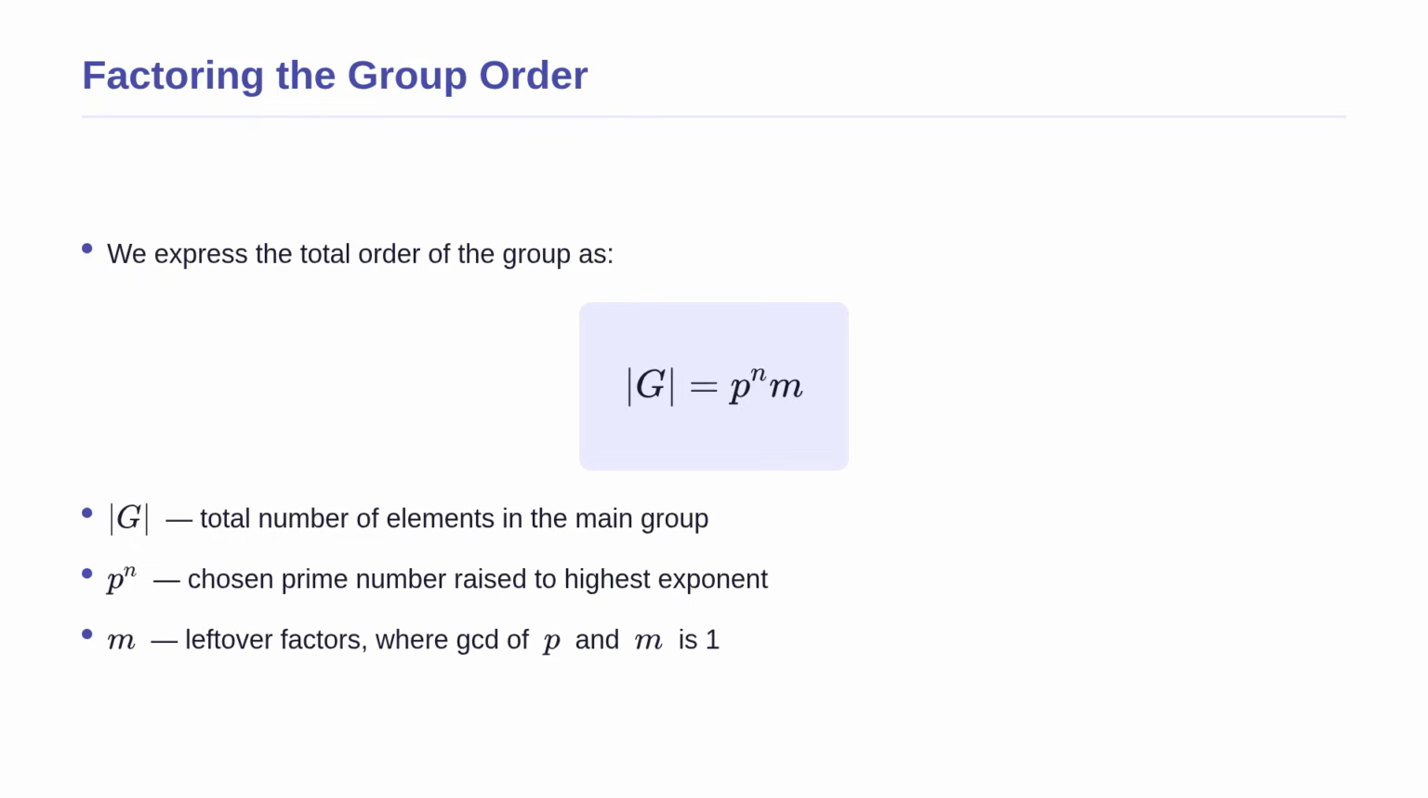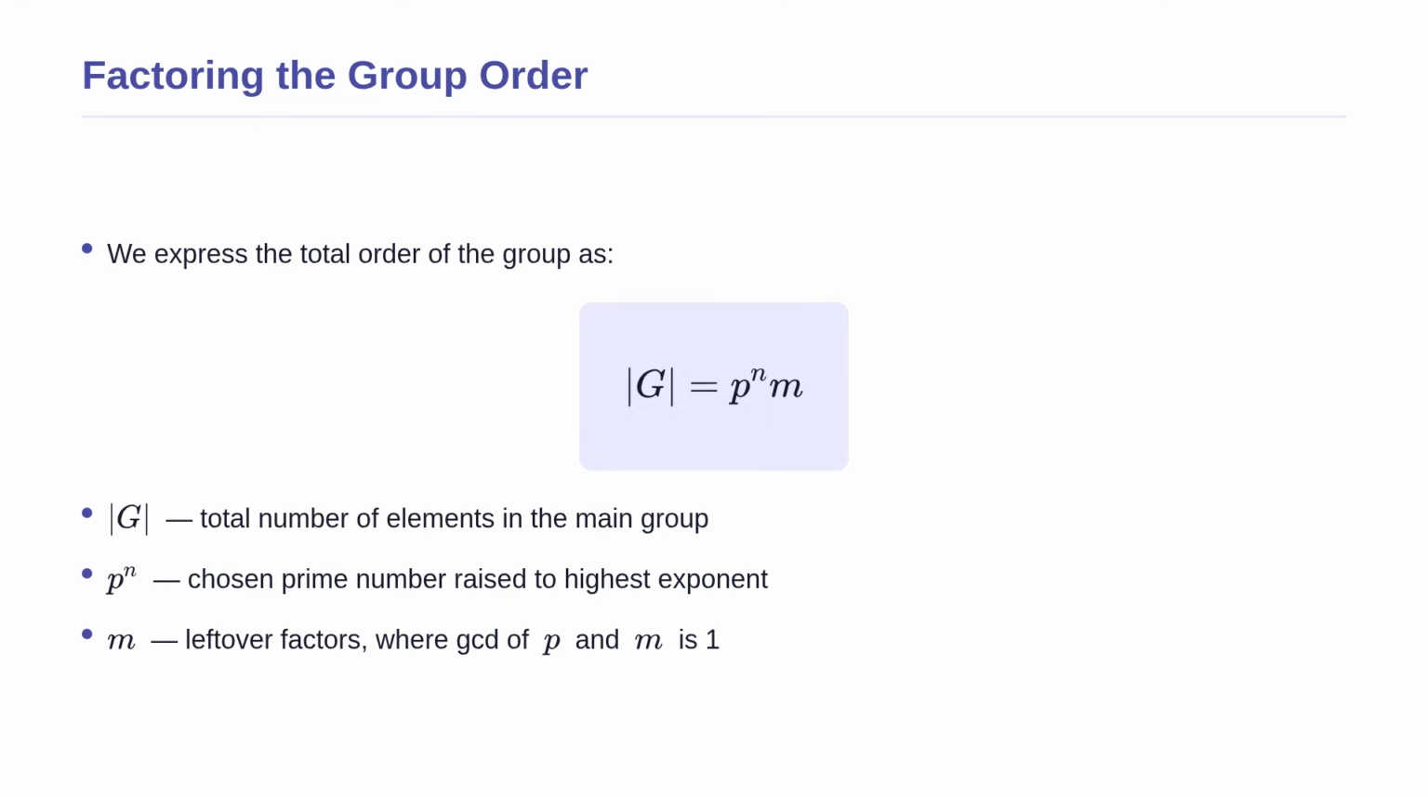We write the total order of the group G as p raised to the power of n multiplied by m. Let us break down every symbol. The absolute value of G is the total number of elements in our main group. The letter P stands for our chosen prime number and n is its highest exponent. The letter m represents all the leftover factors multiplied together.